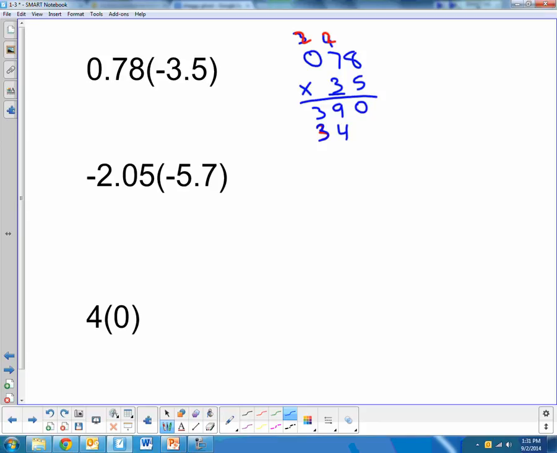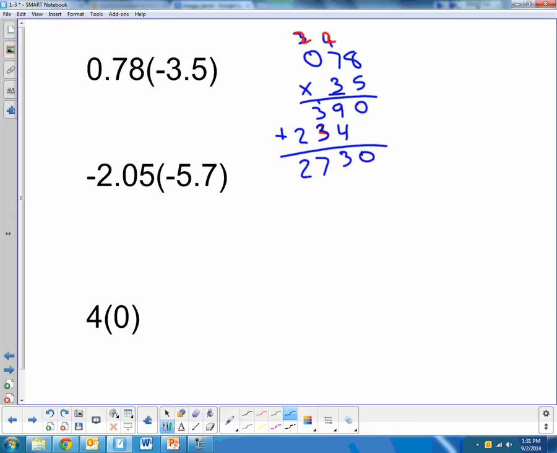Now I multiply 3 times 0 is 0, plus 2 more is going to give me 2. Add them together. 0 plus nothing is 0. 9 plus 4, carry the 1. And I'm going to get 2,730.